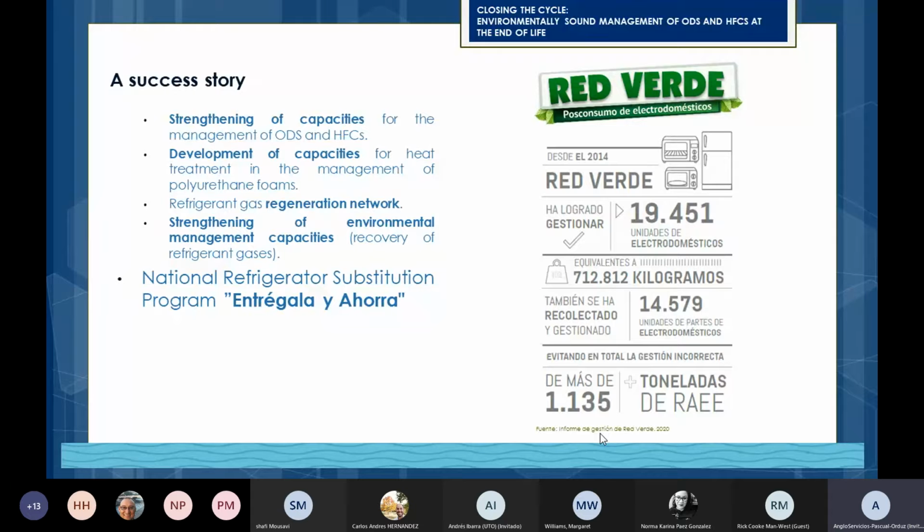Finally, we have worked in close cooperation with governments to drive other refrigerator replacement programs. An example is this called Deliver It Now, something that we've driven and supported from Green Network, Red Verde, with the support of the government.